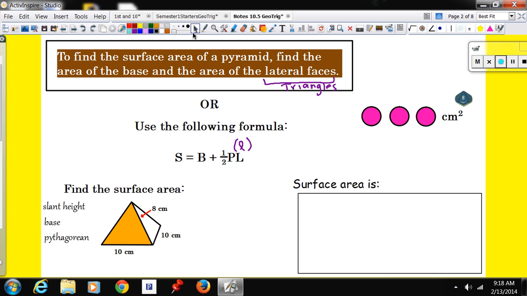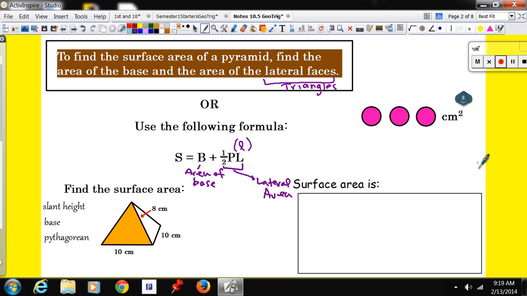So your one base, this B right here, represents area of base, and this right here is our lateral area. So 1/2 PL will give us the area of all the triangles. So the 1/2 PL is your lateral area, and the B is your area of the base.